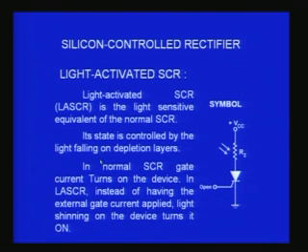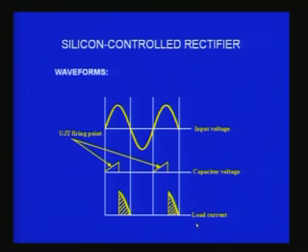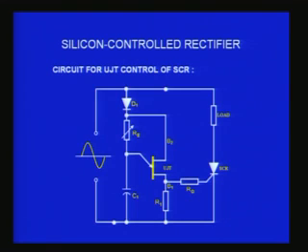There is also another variation of the device which is called light activated SCR. Light activated SCR is sensitive to light. Instead of sending a current to the gate, you send a light on the SCR, you would find the resistance will change, and thereby the gate current will change, and so it will be activated. So the state is controlled by the light falling on the depletion layer, and the normal SCR gate current turns on the device. In a light activated SCR, instead of having the external gate current, light shining on the device turns it on. This is very useful in light operated switches and things like that.